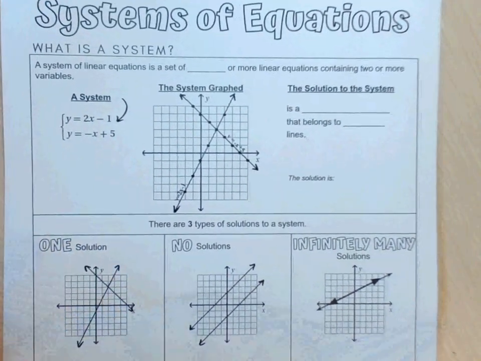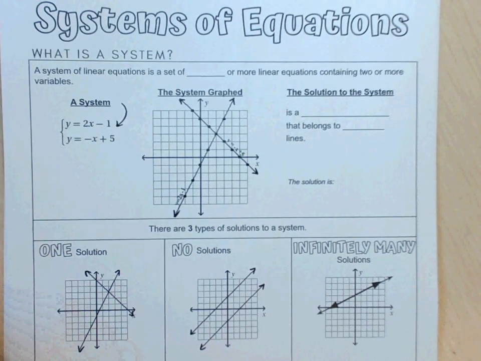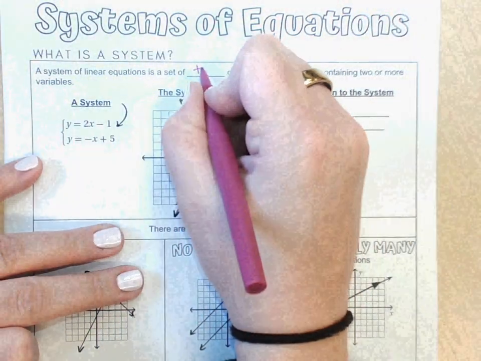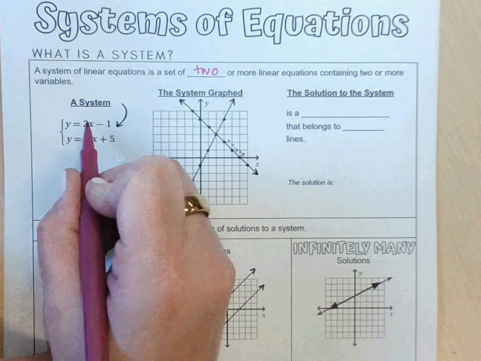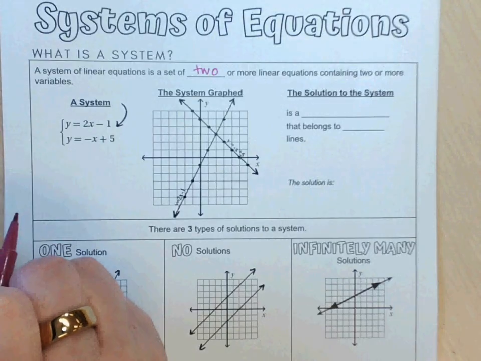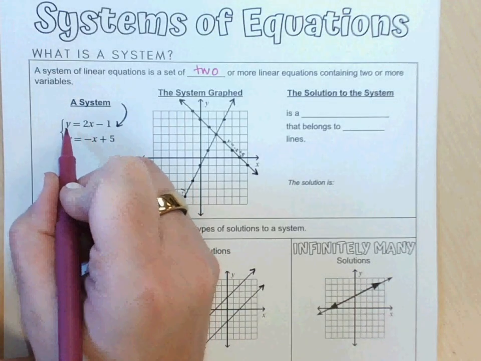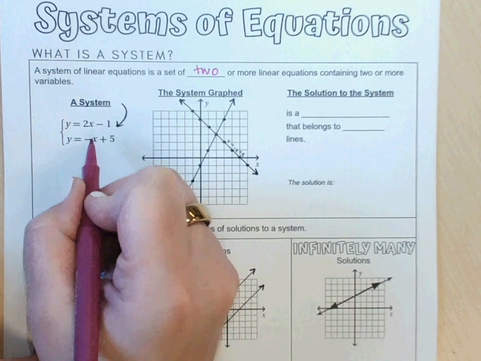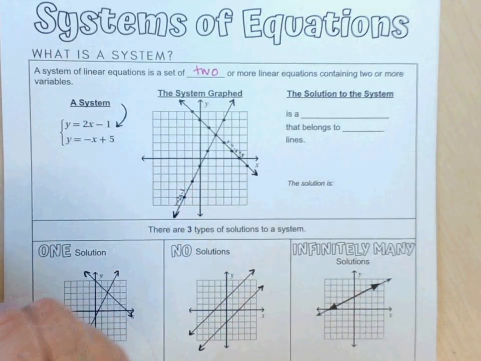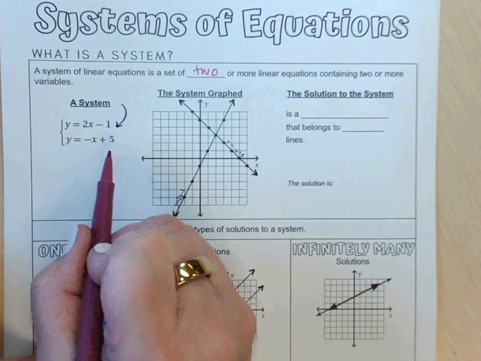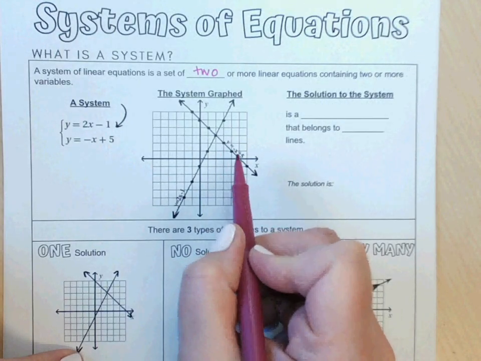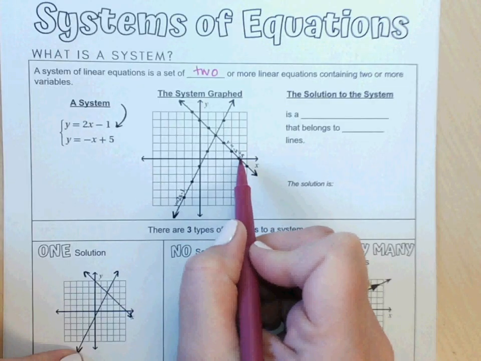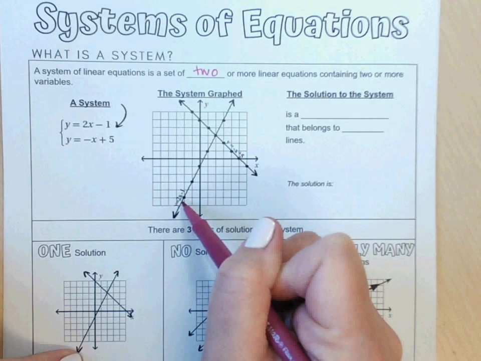So here we have a system of linear equations is a set of two or more linear equations containing two or more variables. So here I have two equations, and in each equation there's two variables, an x and a y. So a system is basically whenever we have two equations. So this system has been graphed on this line. And so we can see this is our one equation, y equals negative x plus 5, and then this one's y equals 2x minus 1.